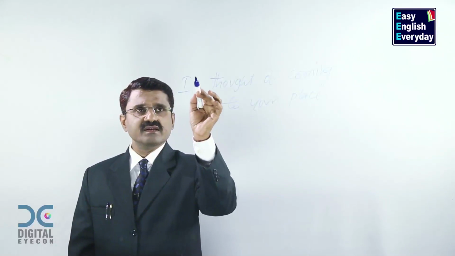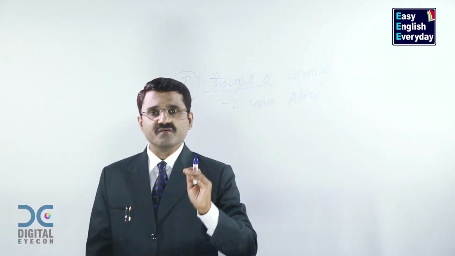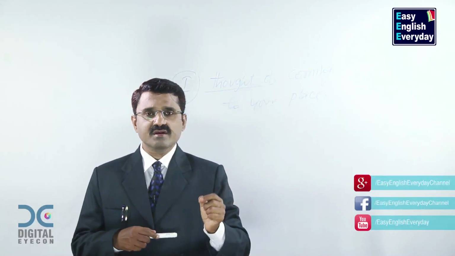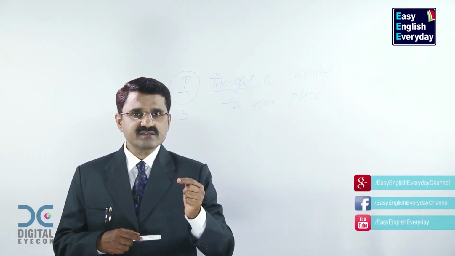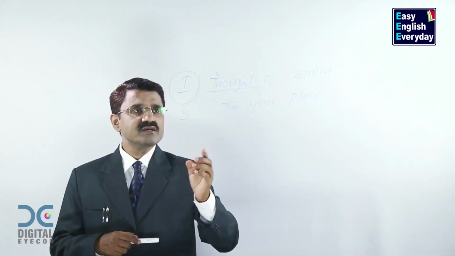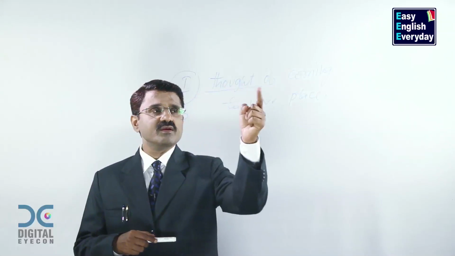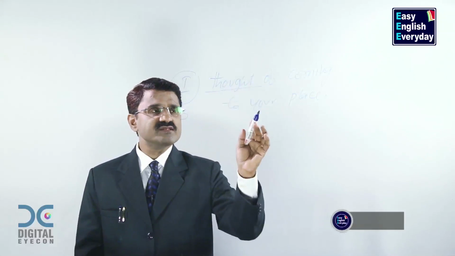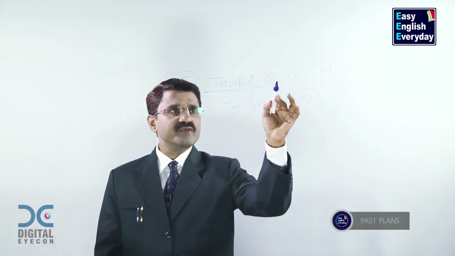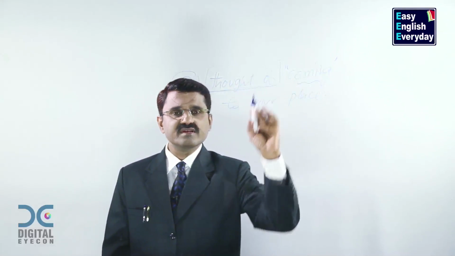Now in this sentence, this is called subject and this is called verb, and here it is in past tense. I thought of coming to your place. What does it mean? In the past, it may be yesterday or last week or last month, it was my plan to visit your place. That is the meaning of this sentence. So the name of this expression is past plans. This is subject, thought of is fixed, and any ing form can go with this expression.